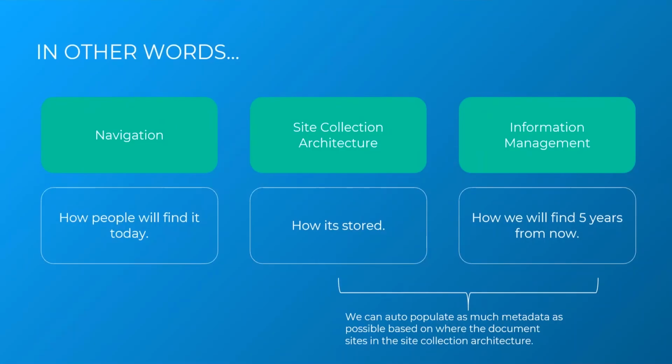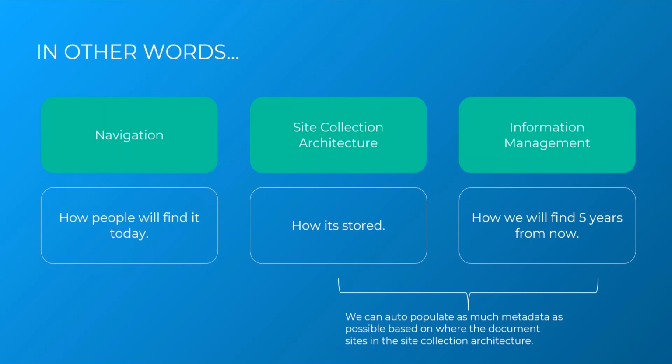The way I see it, this ties down to basically navigation is how people are going to find it today. If I'm working on a project for my organization and I'm trying to find a file that we're working on, I'm going to navigate to that project through my navigation, maybe through a project hub that we have set up, and I'm going to navigate to the site because I'm thinking about that document today in the context of this project. Site collection architecture, as we talked about, that's how it's stored. Information management is how people are going to find it 5 years from now. When I know that this document exists, but I forget what project it was produced as part of, or when I'm looking for something that I don't necessarily know the source of, that's when the information management piece comes in really key.